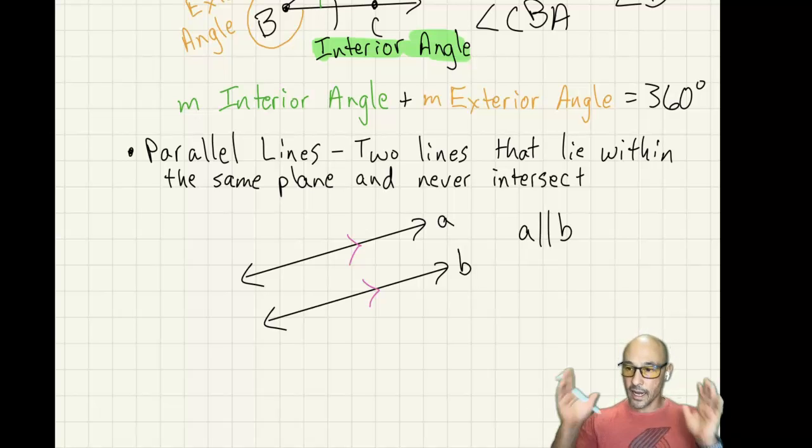Now remember that these lines go on forever and they never intersect. And we can actually use the slope formula, we'll find out later, to show that lines don't intersect. They have the same slope.